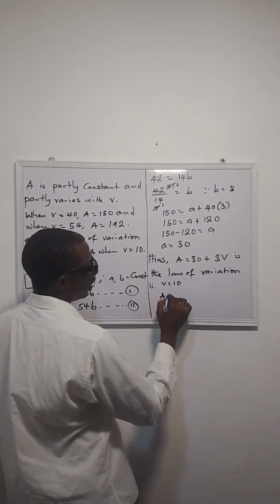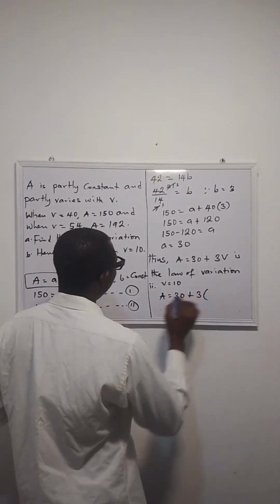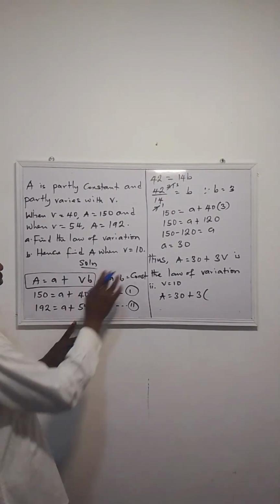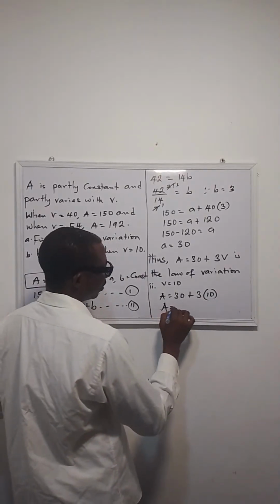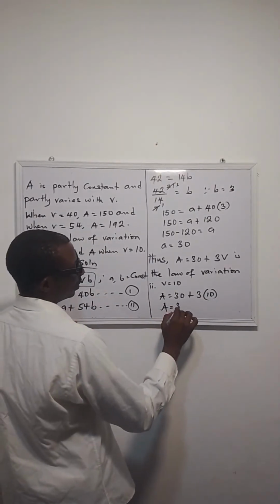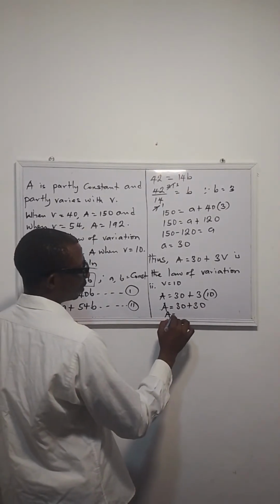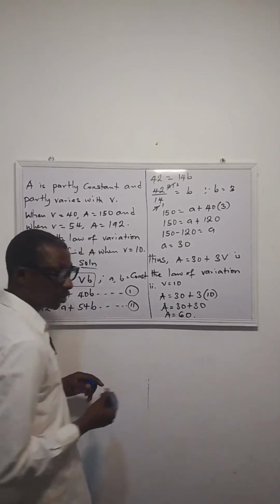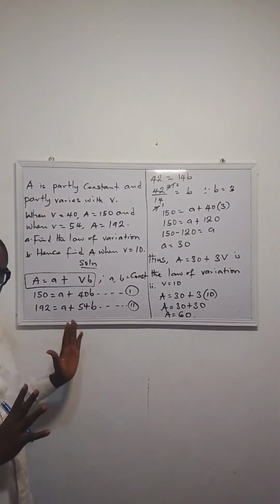So I have A equals 30 plus 3. I've been given V. What is V? V is 10. So I have 10. So now I have A equals 30 plus 30. So A is what? A is 60. So that's a very simple one. So I want to believe every one of you got that.